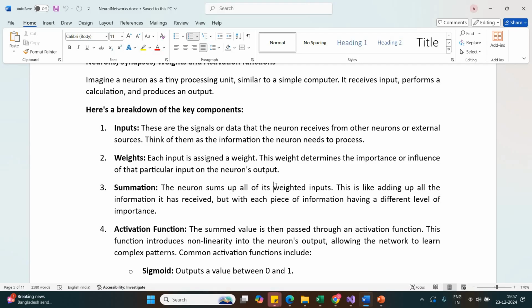But yes, the parts of the input are the face, the stomach, the fur, and the legs, just for the example. So everything has a different weight. The most important thing is the face of the cat, right? So the face will get a higher weight while you are training your model. The stomach gets a lower weight, and the legs have the least weight, right? So this way we provide the weight to the input.